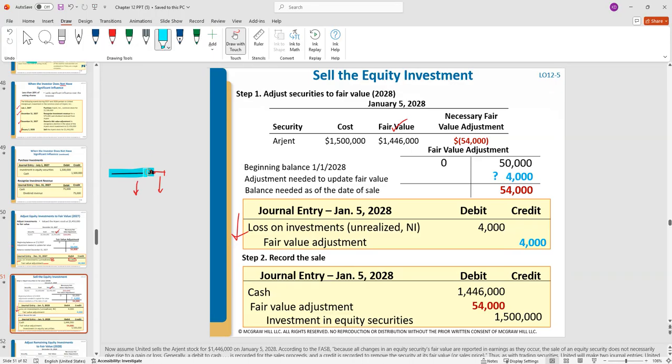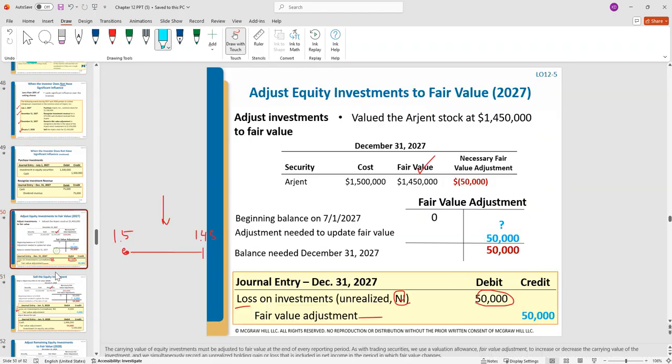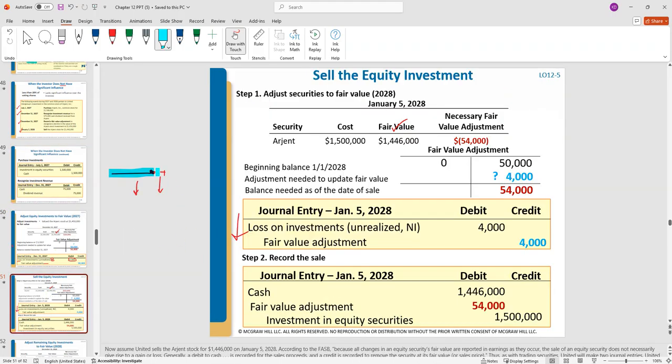So we accounted for it there for the fair value change here. That was the first one. And then we got to do it again for the second drop in value. Then once it's up to date, right, it's on our books for where it's supposed to be, then we can do the journal entry for the sale.